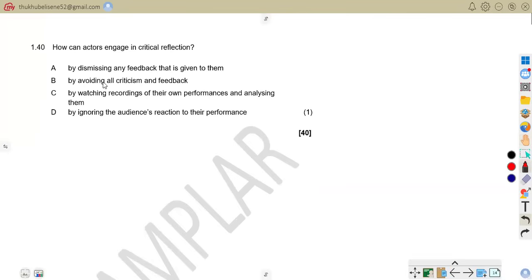1.40, which is the last question for section A. How can actors engage in critical reflection? For the given options, the correct answer is C: by watching recordings of their own performances and analyzing them. So the correct answer there is C.